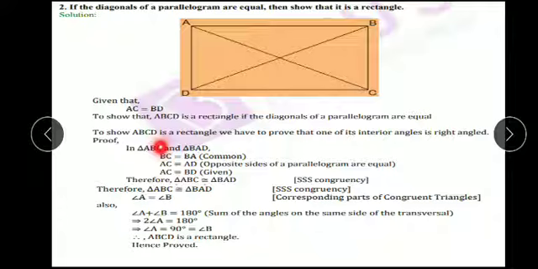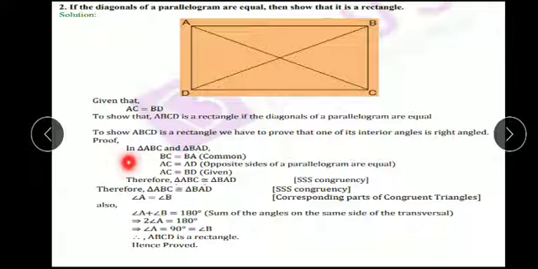To show ABCD is a rectangle, we have to prove that one of its interior angles is a right angle. If we are able to prove that any one interior angle, whether this one or this one, is 90 degrees, we can directly say that this parallelogram is a rectangle. So let us start the proof.